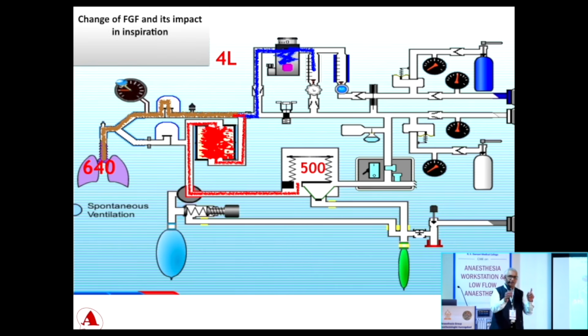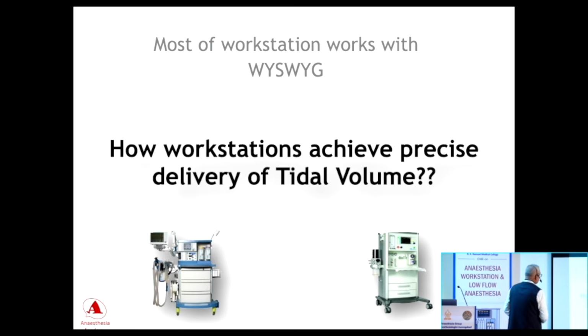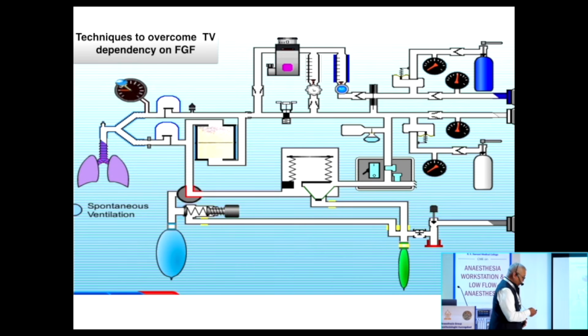Now this is what was happening in that particular video which I showed. When I increase the flow, the extra fresh gas flow also mixes into the inspiratory line, while the ventilator delivers the fixed tidal volume which you have set. So this is the problem, and it was present in all earlier workstations also. Now how are workstations trying to prevent this? The problem is mixing.